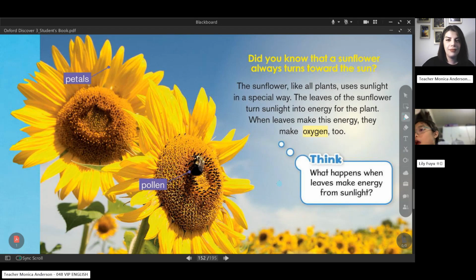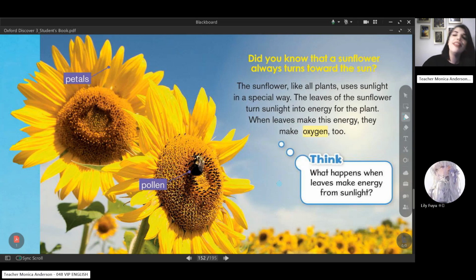The sunflower, like other plants, uses sunlight in a special way. The leaf of the sunflower turns sunlight into energy for the plant. When leaves make energy, they make oxygen too. Oxygen, of course. So finally, they make oxygen so that we can breathe, so we don't die. So that's really good. Yeah.